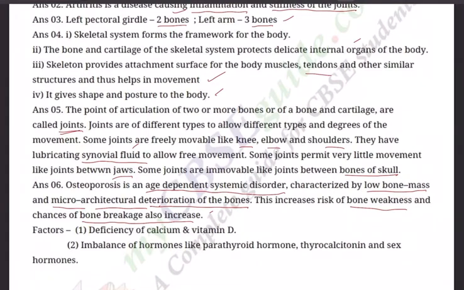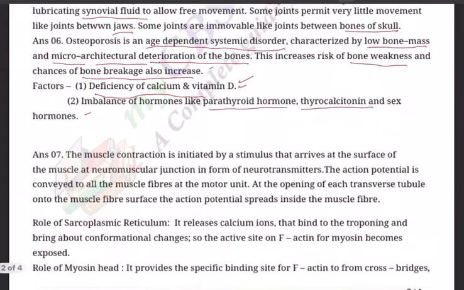Hence this is due to decreasing bone mass, and calcium plays a heavy role in that. And factors, as I said just now, deficiency of calcium and vitamin D. That's why whenever bones are weak, particularly for senior citizens, the orthopedician prescribes this combination of calcium and vitamin D. Okay, and that will be solving the problem to a certain extent. Then second, imbalance of hormones like parathyroid hormone, thyrocalcitonin, and of course sex hormones also. Estrogen also will play a crucial role in that.